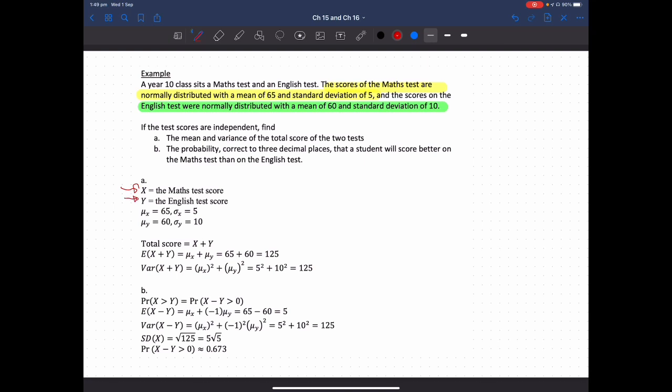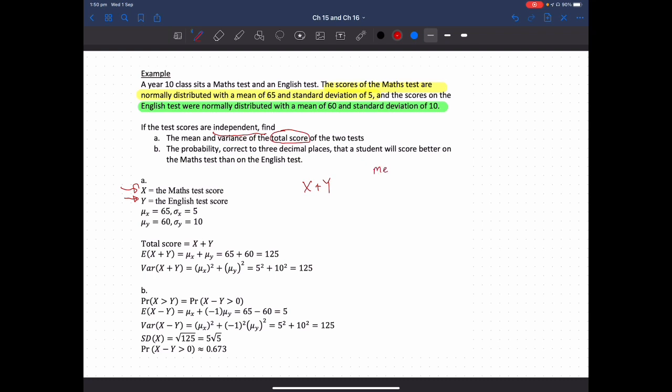So we have two tests. We're told these two tests are independent, one for maths, one for English. We're asked to find the mean and variance of the total score. Now the total score is the sum of the two tests, the maths test plus the English test. So that is x plus y. We're asked to find the mean and variance.